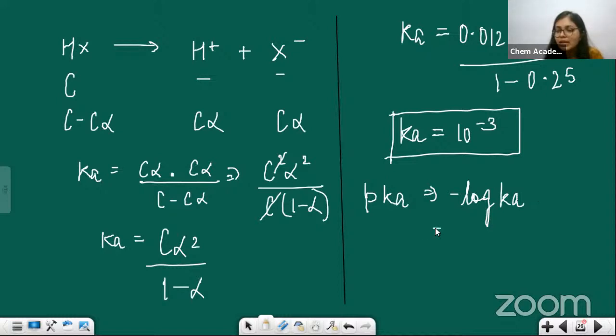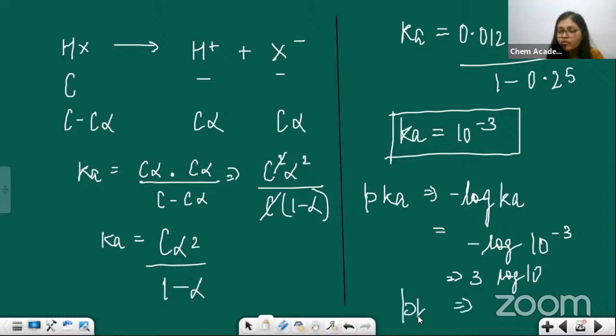Now if I put in the value, it will actually become minus log 10 raised to the power minus 3. Solving this, minus 3 will come ahead. It will become 3 log 10, and we know that the value of log 10 is 1. So the value of pKa will come out to be 3.